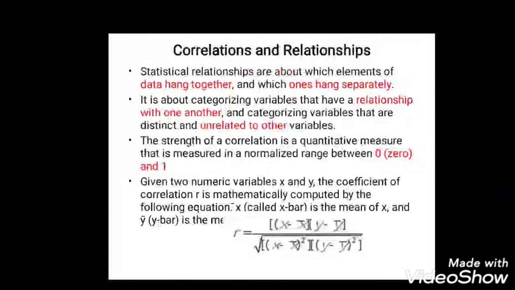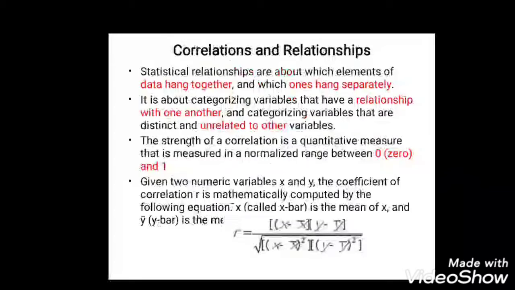Correlations and relationships. As we are talking about finding a relationship between variables, we have a term called correlation. Statistical relationships are about data elements grouped together, and data which are not grouped together, which stay separate. When I start fitting a curve, it will be best suited for the values which are near to the curve.